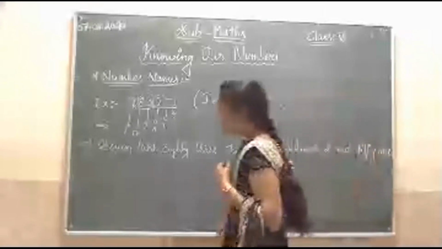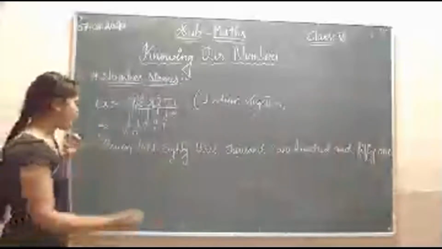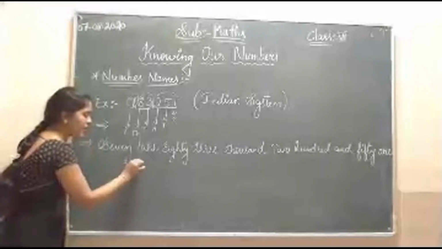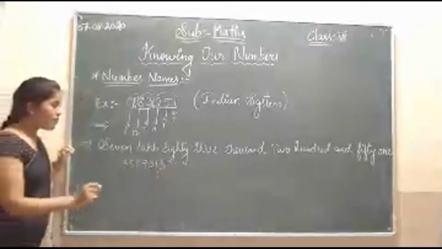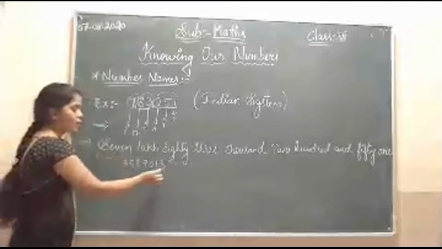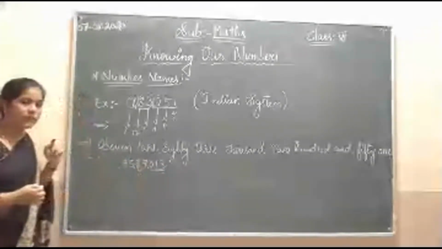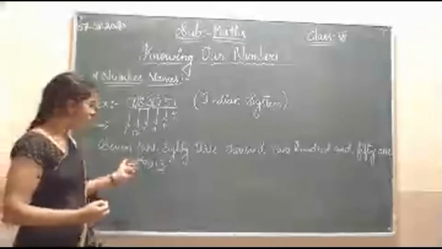See here, once again I will explain. In the Indian system, first, if numbers are given, suppose 3, 5, 8, 7, 0, 1, 3. First put commas: after three numbers, after two numbers, after two numbers. Firstly, we should put commas. Okay, then we will see.